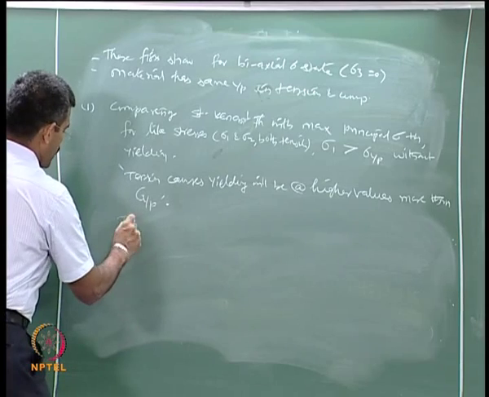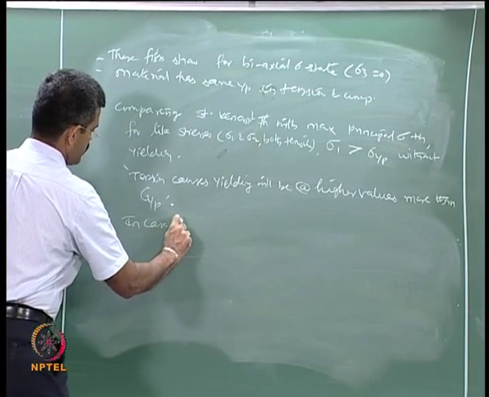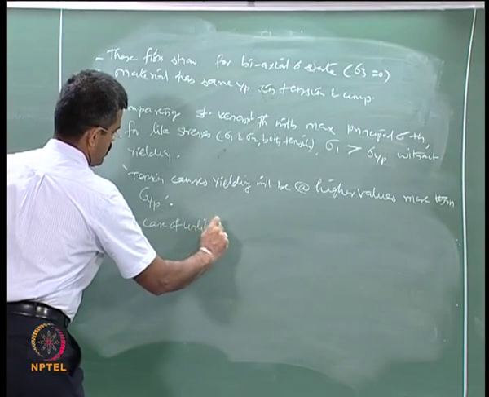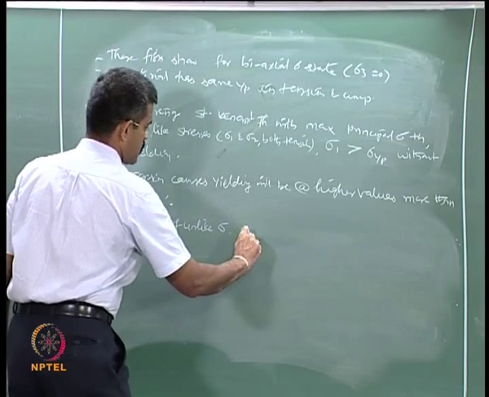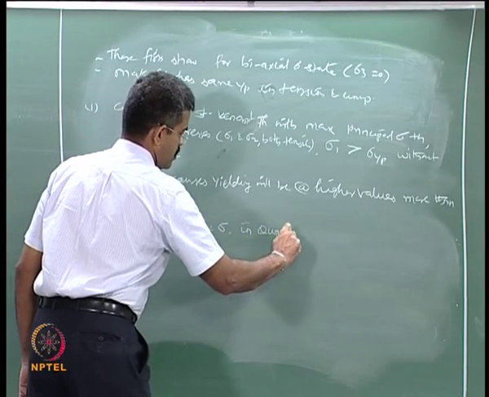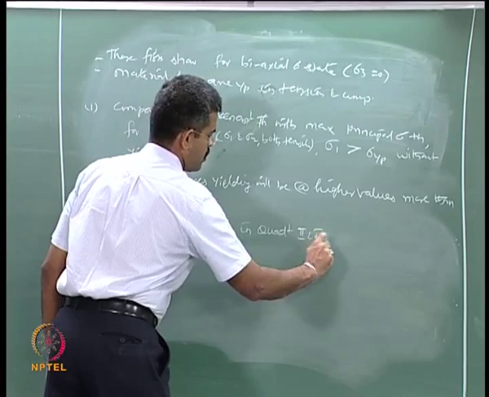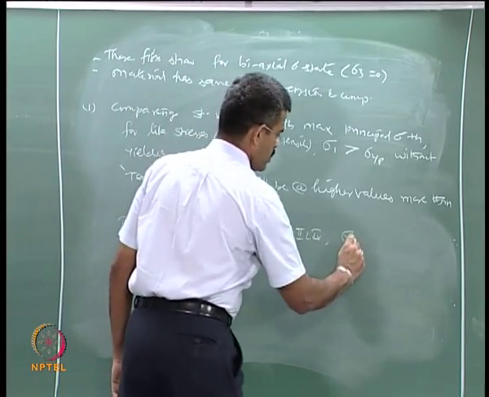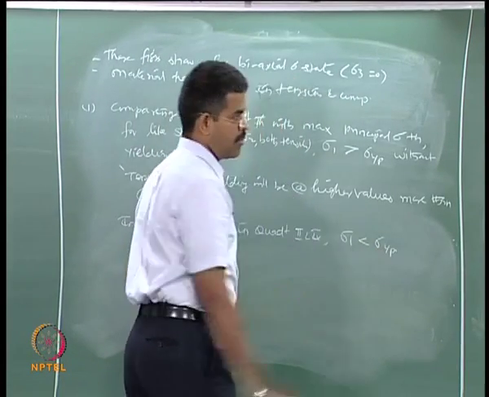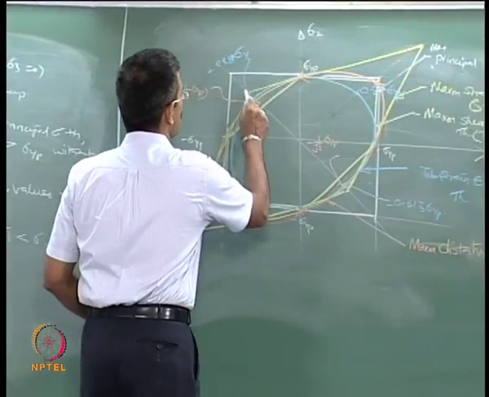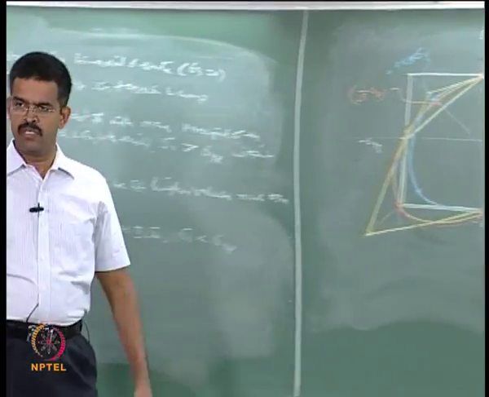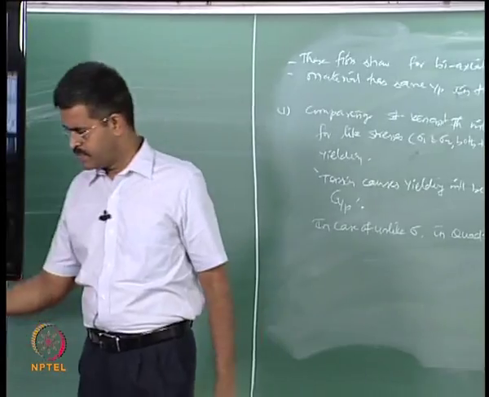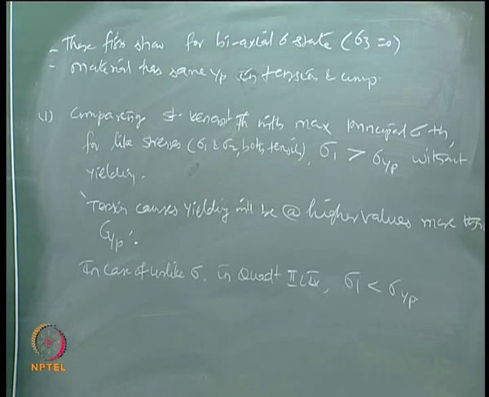Of course, in case of unlike stresses, that is in quadrants 2 and 4, sigma 1 is far lesser than sigma yp. You can see here, this is my rhombus point, is far lesser than sigma yp.